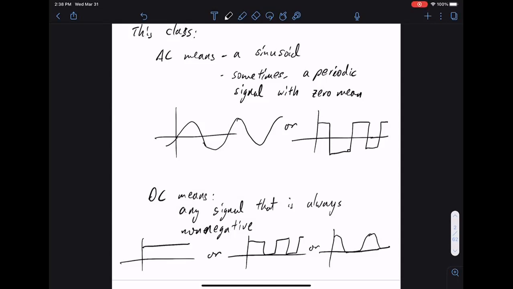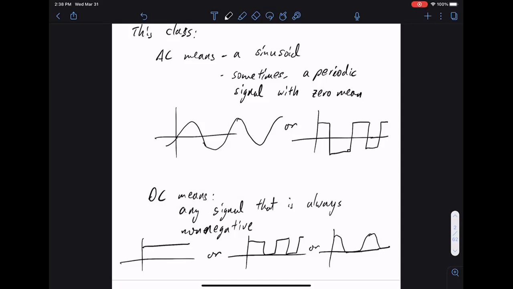This will become more clear as we go through this class, and when we get to power electronics and talk about DC signals. But it's good to have this picture in mind, as sometimes when we talk about DC, it's not a constant, which is fine for this class. AC just means periodic with zero mean. That's most times a sinusoid, but sometimes there are other forms of waveforms. And DC is just anything that's positive.